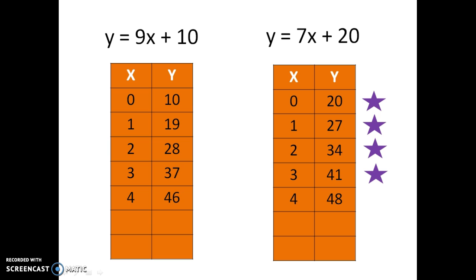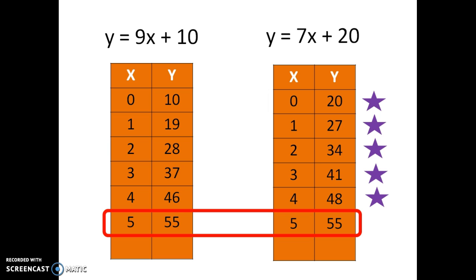If we have an input of 4, our outputs are 46 and 48. So the second equation is still the better option. When we have an input of 5, our outputs for both of them are 55. So both of these equations are the same. If you work for 5 hours, it doesn't matter which equation you choose, you'd get the same amount of money. Then let's look at 6. When we input 6 hours, we get back 64 and 62. So now the first equation is the better equation to choose.